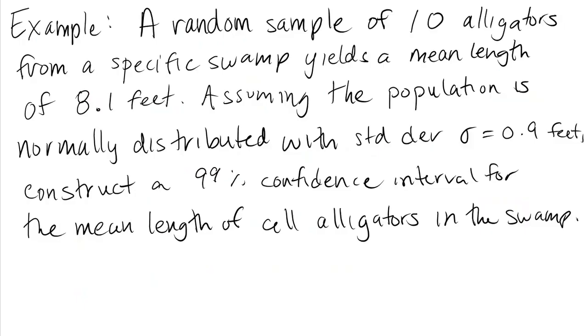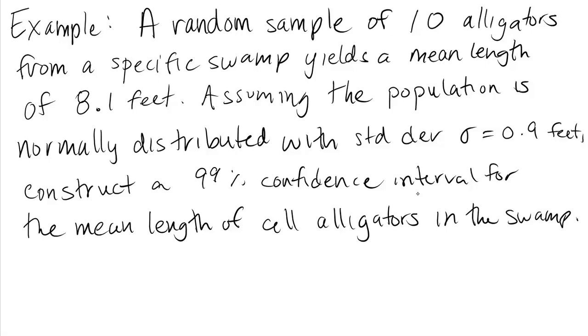Here's that alligator example that I teased earlier. A random sample of 10 alligators from a specific swamp yields a mean length of 8.1 feet. Assuming the population is normally distributed with a standard deviation sigma of 0.9 feet, construct a 99% confidence interval for the mean length of all alligators in the swamp. Okay, approaching it from scratch.